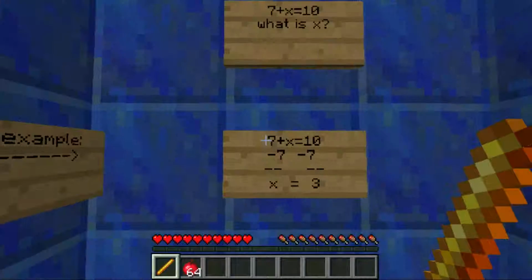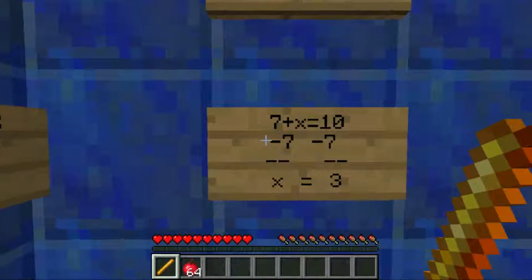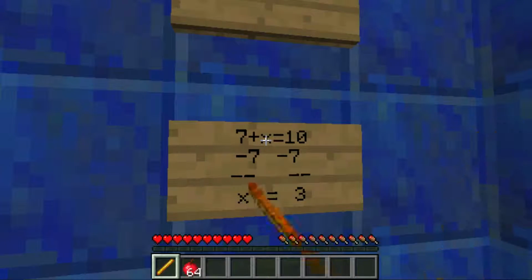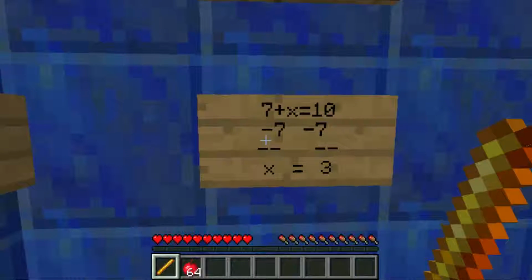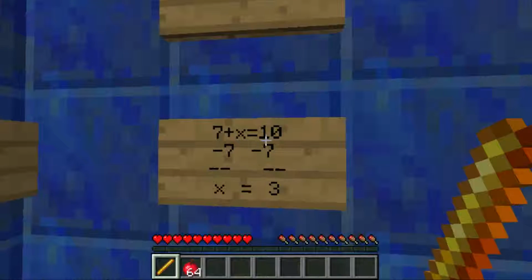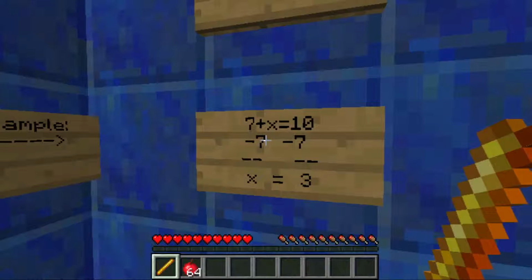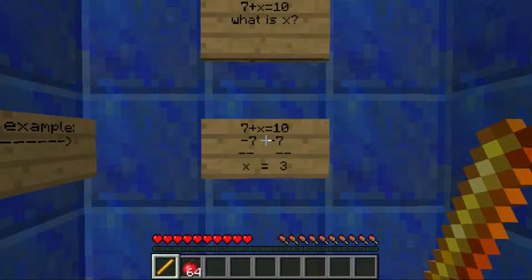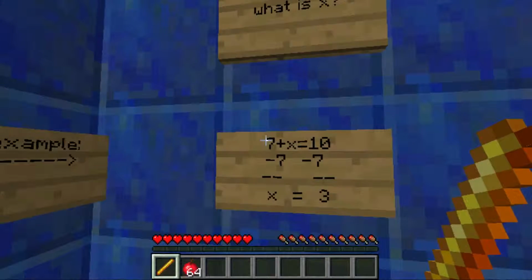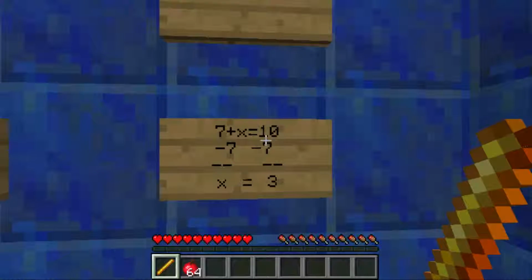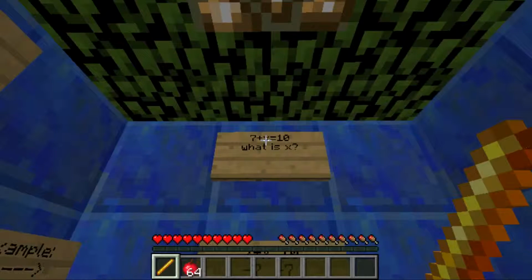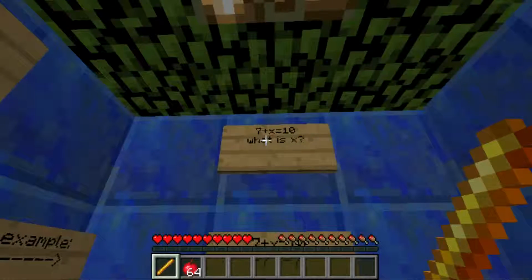What is x? So the way you would do this is, basically you're trying to get rid of the 7 so that you can have the variable alone. And how you're going to do that is you're going to take away 7 by doing minus 7. The thing about algebraic problems is that what you do to one side, you have to do to the other. So if you take away 7 on this side, you have to take 7 away on this side. And so what you end up with is x equals 3. And indeed, if you plug it into this equation, it will be 7 plus 3 equals 10, which is correct.